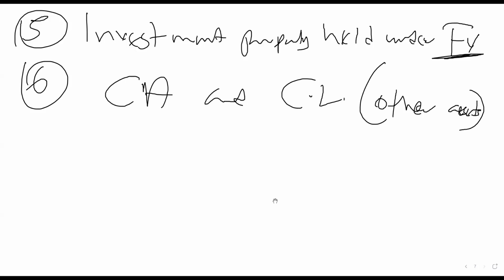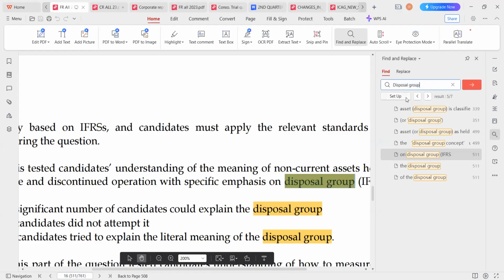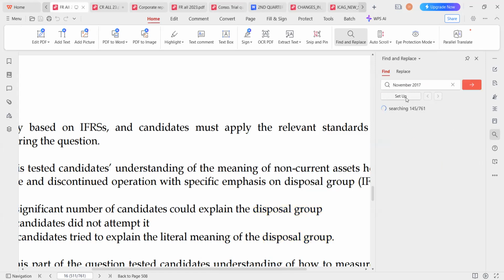Now let me give you a practical illustration. The question your examiner asked you was a November 2017 question. It was very detailed. November 2017, take me there. IT man, take me to November 2017.